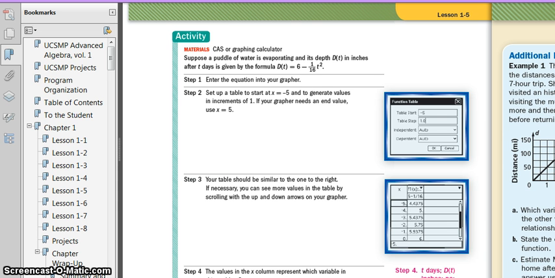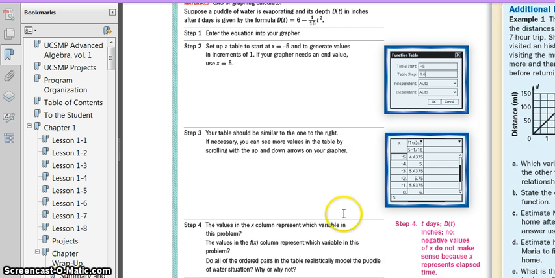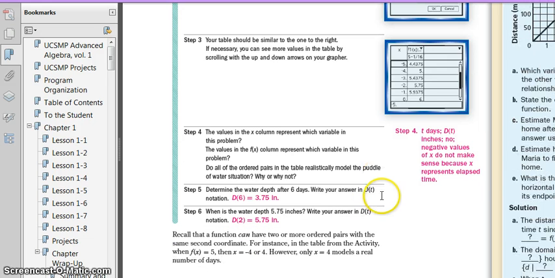In step 1, we're going to enter that equation into your graph on your calculator. Step 2, you're going to set up a table with certain values. Step 3, we're going to look at those values. Step 4, we're going to understand those values. And step 5, we're going to figure out what the water depth is after 6 days. And step 6, when is the water depth a certain amount, and at what point would it be that? So now let's go to your calculator and work this through.